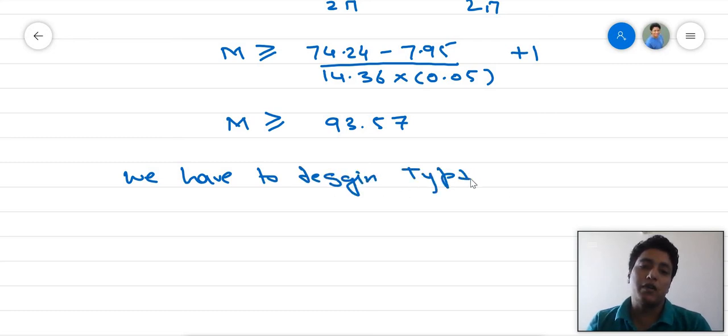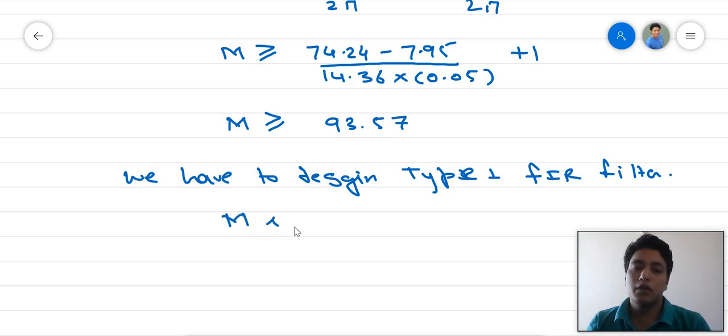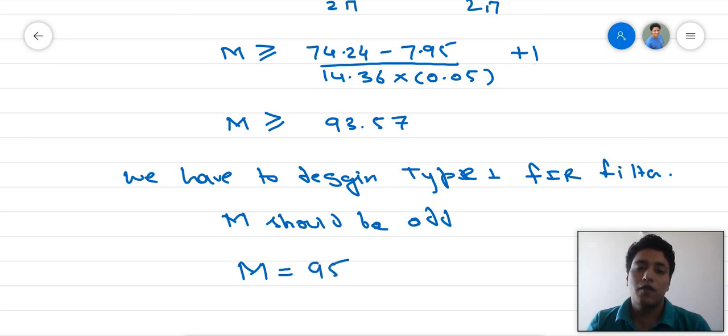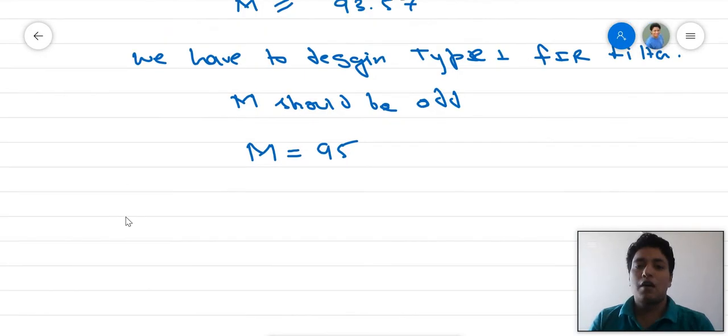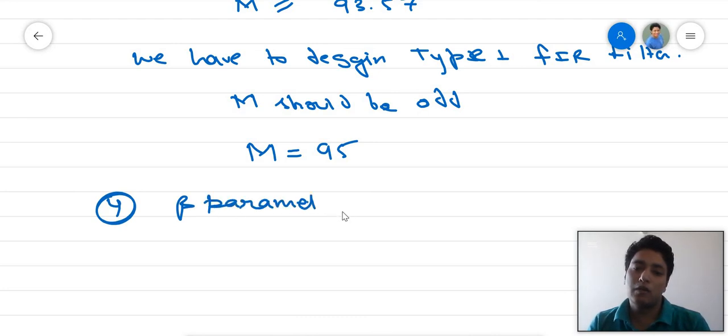Now we have to design type 1 FIR filter, that is m should be odd. Then we can take m is equal to, next is 94 and then 95. So now we have set m is equal to 95 for the Kaiser window. After finding the order of the filter, we will find out beta parameter for the Kaiser window.